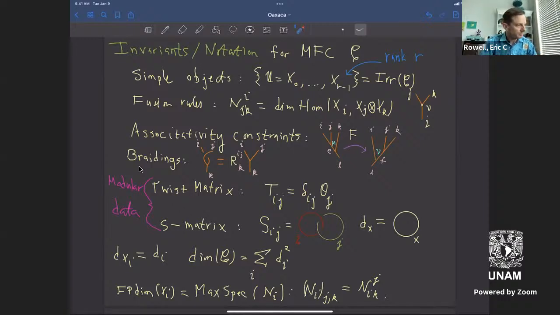Now the braiding can also be encoded by some matrices. And it's simply, if I were to braid i and j, that would give me a vector, let's say. So this is supposed to be a vector in some space, a vector that goes from k to i tensor j. And I, of course, have a basis for those. And I've omitted some of the indices here, but the idea is there's a matrix that tells you how to encode this braiding.